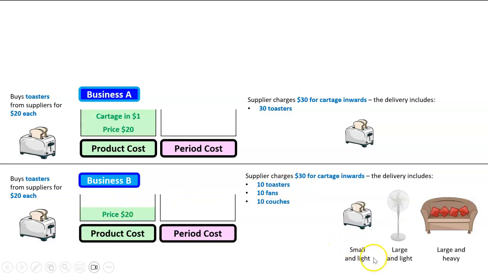And what I'm going to say is the reason I can't is because toasters are very small and light. A fan is very large and light. And a couch is very large and heavy. I guess I can't logically break this down at $1 per unit because they all took up different space and weights of the delivery. There's no logical way for me to do that. So what I'm going to do is call that a period cost. I couldn't say $1 was for toasters and $1 was for couches, because a couch takes up way more space than a toaster.